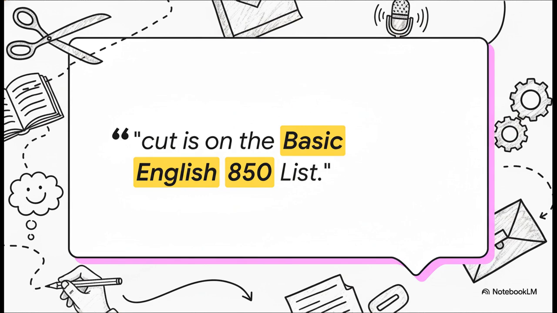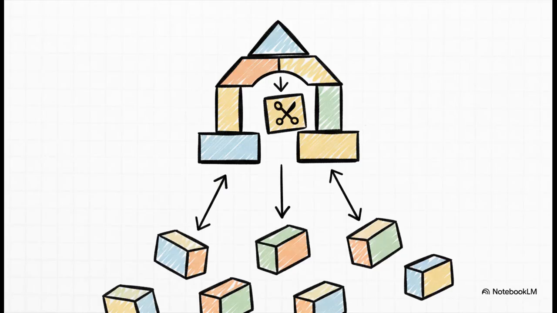Cut is on something called the Basic English 850 list. This is a specially chosen vocabulary of just 850 words that are considered enough to communicate almost any everyday idea. So cut isn't just common, it's officially foundational to the entire English language. And that is the big takeaway here. The most useful words in our language aren't necessarily the long, complicated ones. No, they are words like cut, simple, flexible, powerful building blocks that we can use to construct almost any idea we can think of.